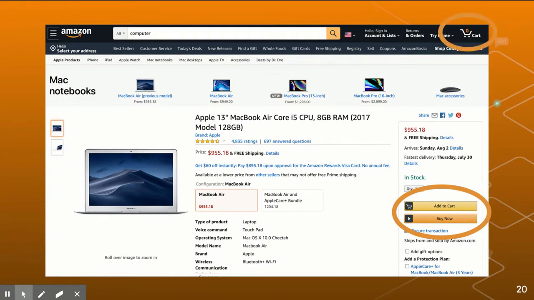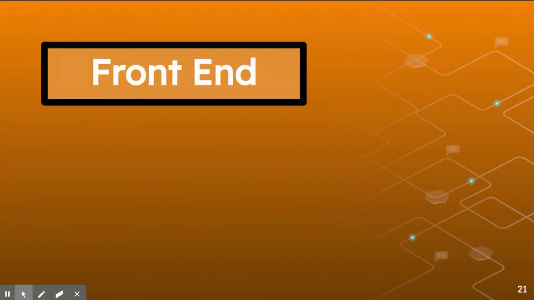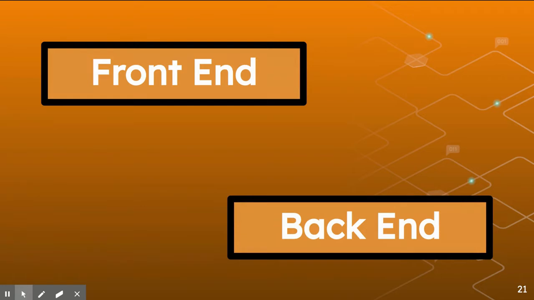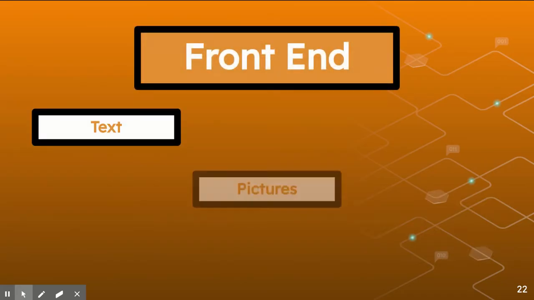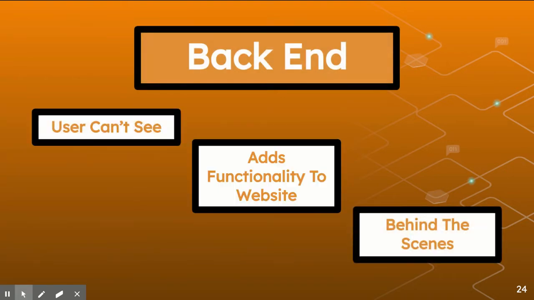If you're confused, think about web development being split into two parts: the front end, or the user side, and the back end, or the server side. The front end consists of all the text, pictures, and styling of the website. Basically anything that the user can see, hence the user side. The back end is anything that the user can't see, but is adding functionality to the website behind the scenes, in the server. Now that we know about the different components of developing a website, let's get into the programming languages necessary to make these components.